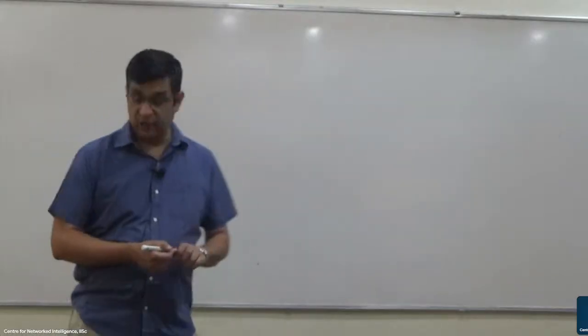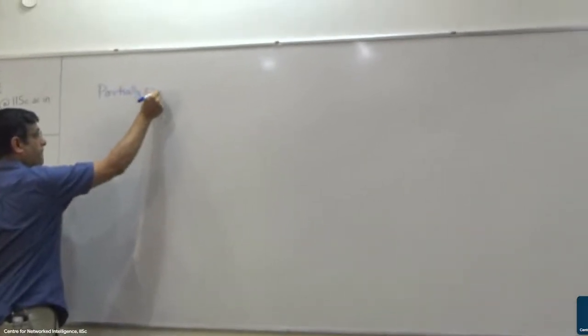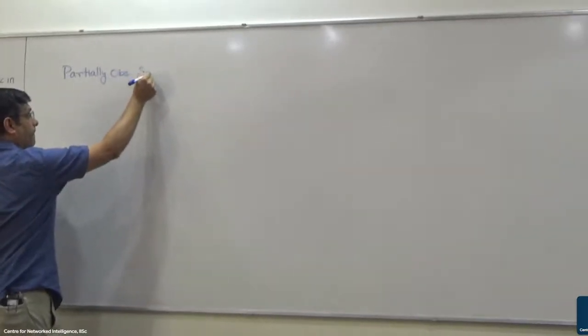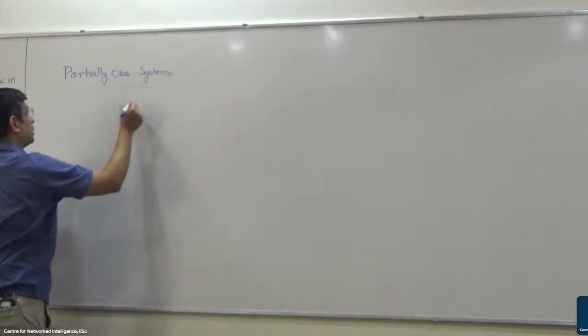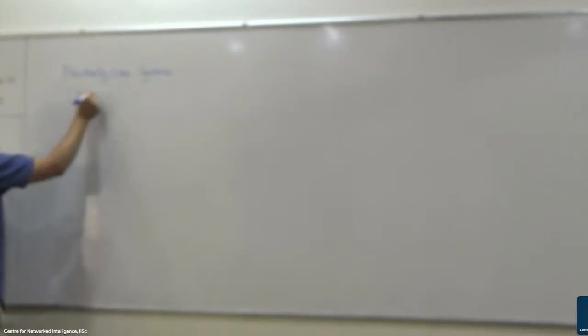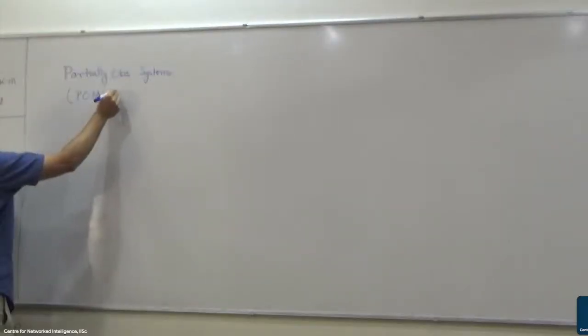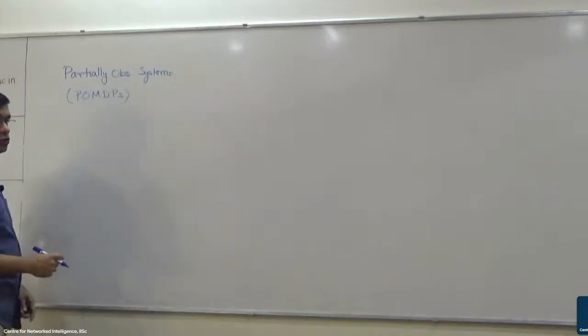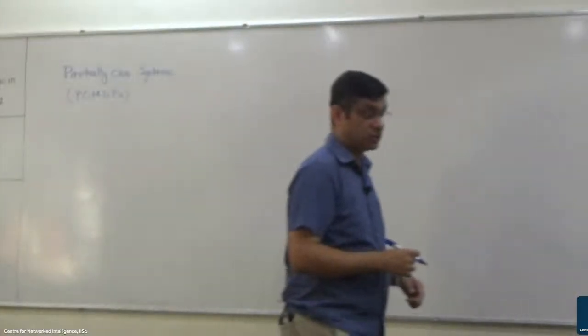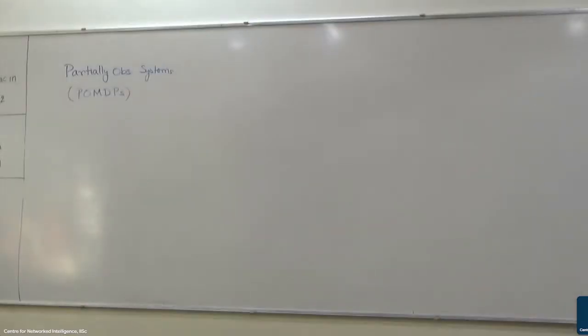Good morning, everyone. So today we are going to start discussing partially observed systems. The specific model is also called POMDPs, but this refers to a specific type of partially observed systems. I'm going to be talking about a more general model.